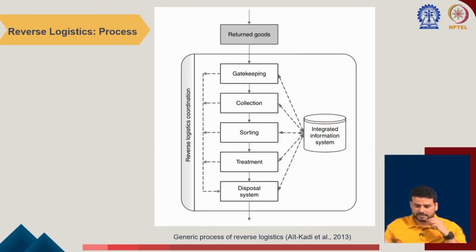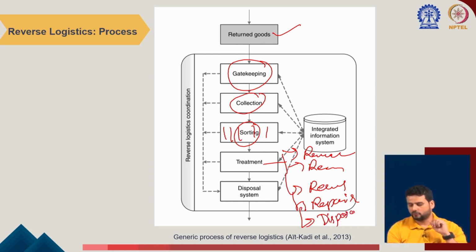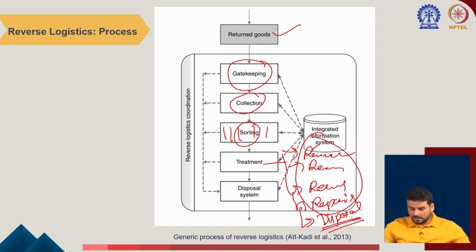So, these are the reverse logistics steps. First you will get the return of the goods, at the gatekeeping it will be checked, right, and then collection will be done. After that, sorting will happen into different categories, right. Then after that, treatment will happen, maybe in terms of remanufacturability, maybe in terms of recycling, maybe in terms of reuse, maybe in terms of repair, and if not all those things are possible, then you will finally go for disposal, that you cannot recover the value. So, you will throw that material in the disposal system. We will go through these steps quickly.